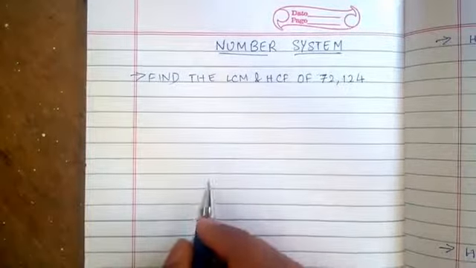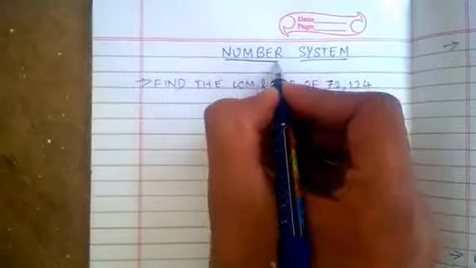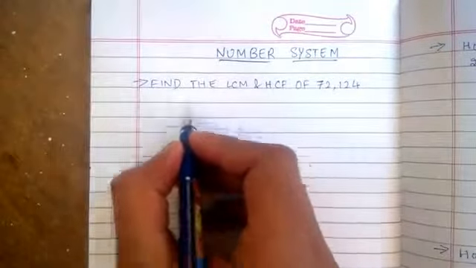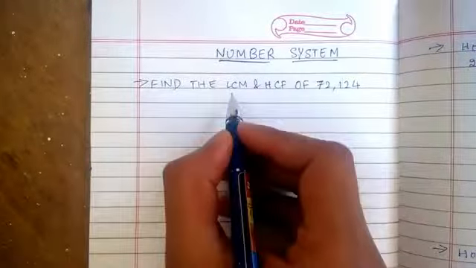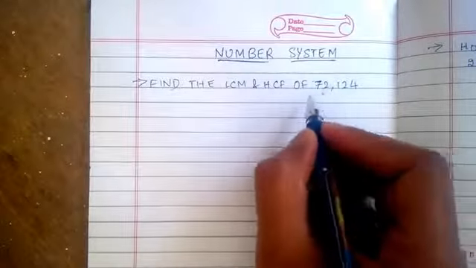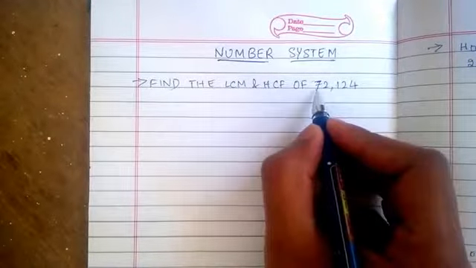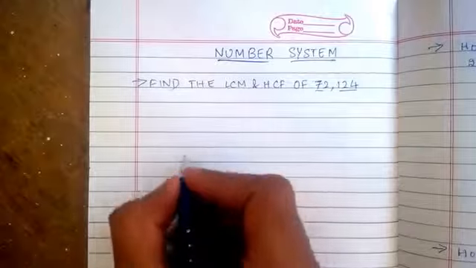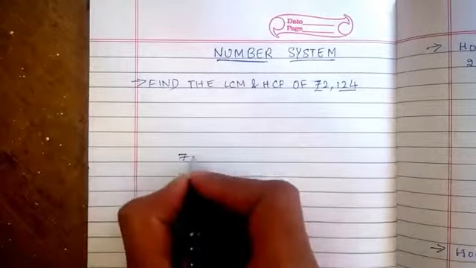Hello, let us start a series lecture on number system. We'll start with finding the LCM and HCF of some numbers, a pair of numbers, say 72, 124. Write the numbers.